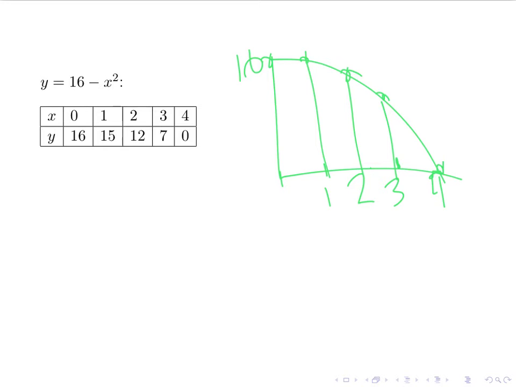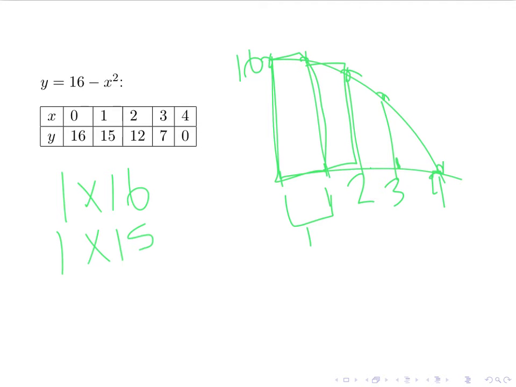So if I want to find the areas, again, I'm going to just take length times width. Each length or width, whichever direction you want to call it, is 1. So if I want the upper rectangle, I would have 1 times 16 for my first rectangle. For my second rectangle, again the upper, I would have a 1 by 15. My third, I would have a 1 by 12. And my fourth, I would have a 1 by 7.